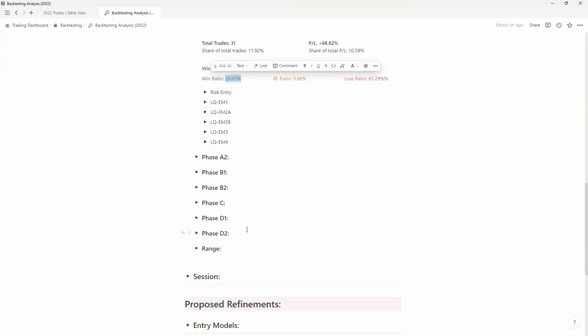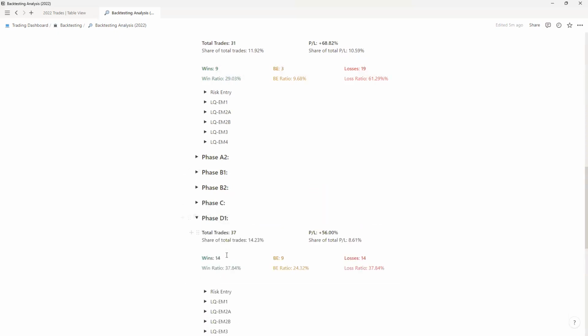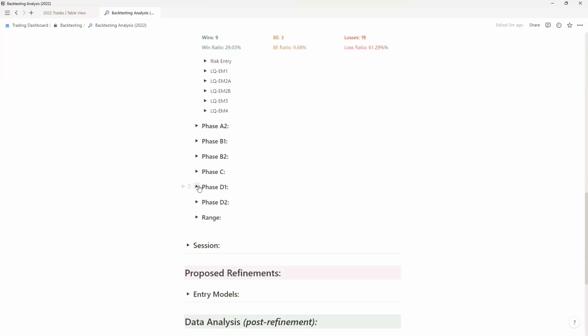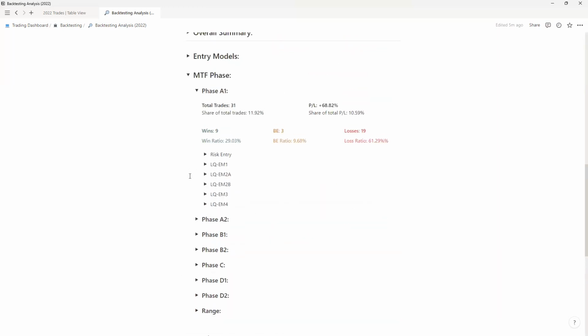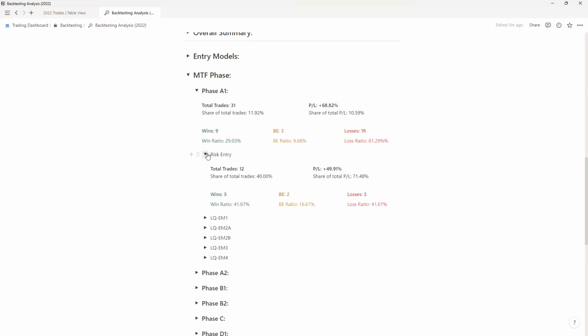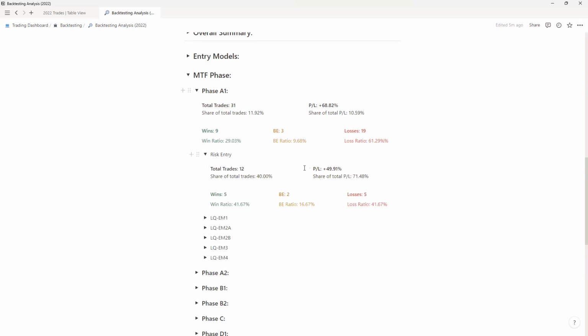And if we compare that to a phase like phase B1, where we had 27 and a 34% win rate, or even phase D1, which I think we had, okay, maybe it wasn't phase D1, phase C, where we had a 38.6% win rate, it was quite surprising to see that. And that's when I was then able to go into that detail and go, okay, well, is it the risk entries that have that low win rate? Not really, they seem all right. Again, I can go into some more detail to see how I can eliminate some of those losses perhaps.